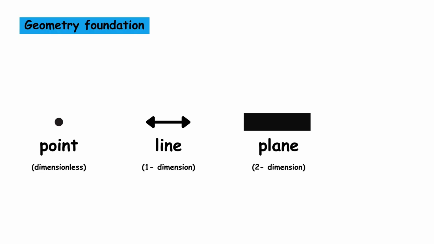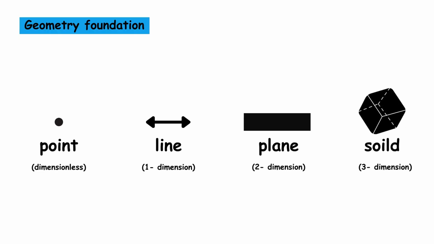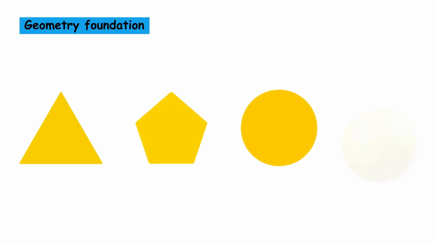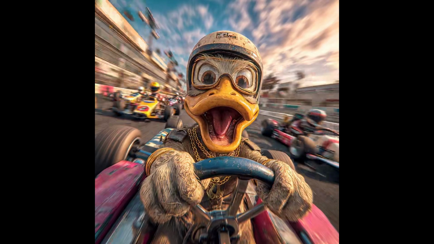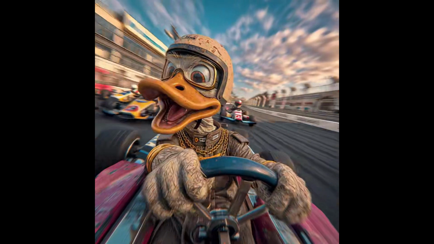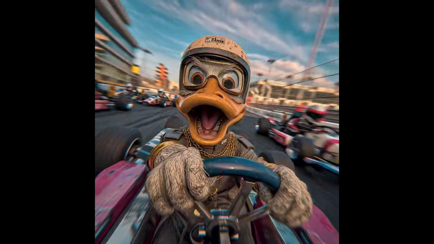Its foundations begin with primitive elements such as the point, dimensionless, the line, one dimension, the plane, two dimensions, and the solid, three dimensions, from which figures like triangles, polygons, circles, and geometric solids are constructed. And now this brings us to something more vivid and detailed, shall we?